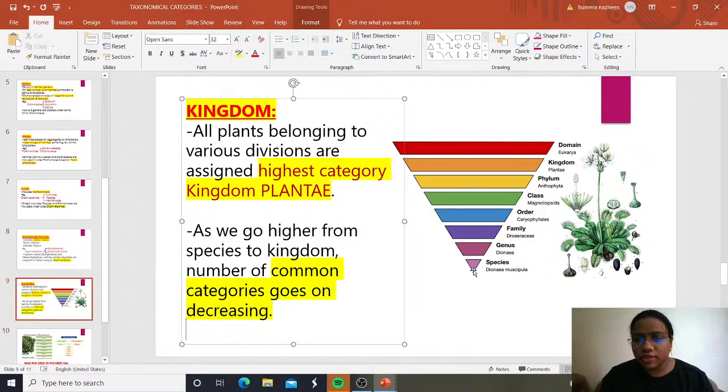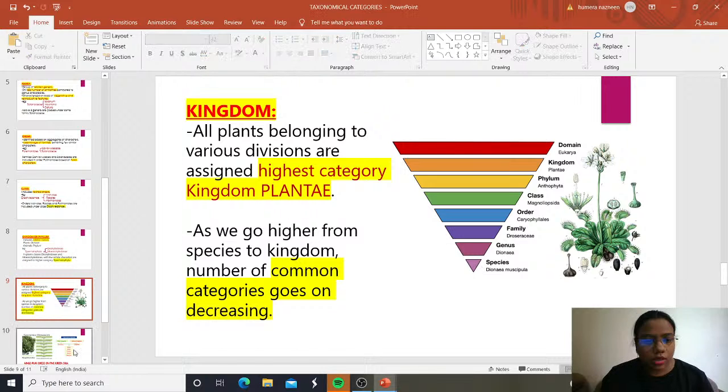Species is here. So first is domain, where all eukaryotes are included. Then kingdom Plantae. So kingdom Plantae has phylum. Then we have class, then order, then family, then genus, and finally species. So species is the final and last level of this classification.